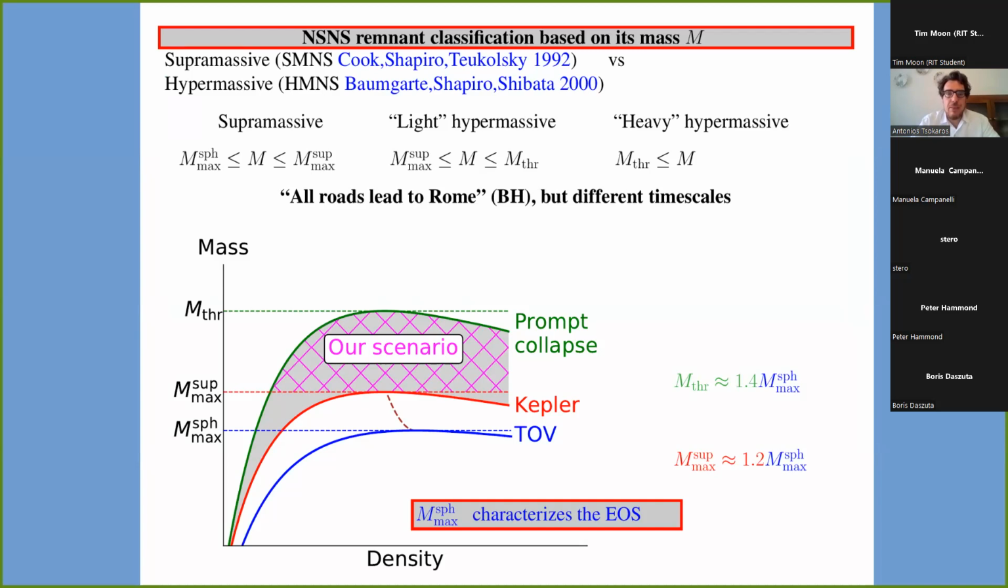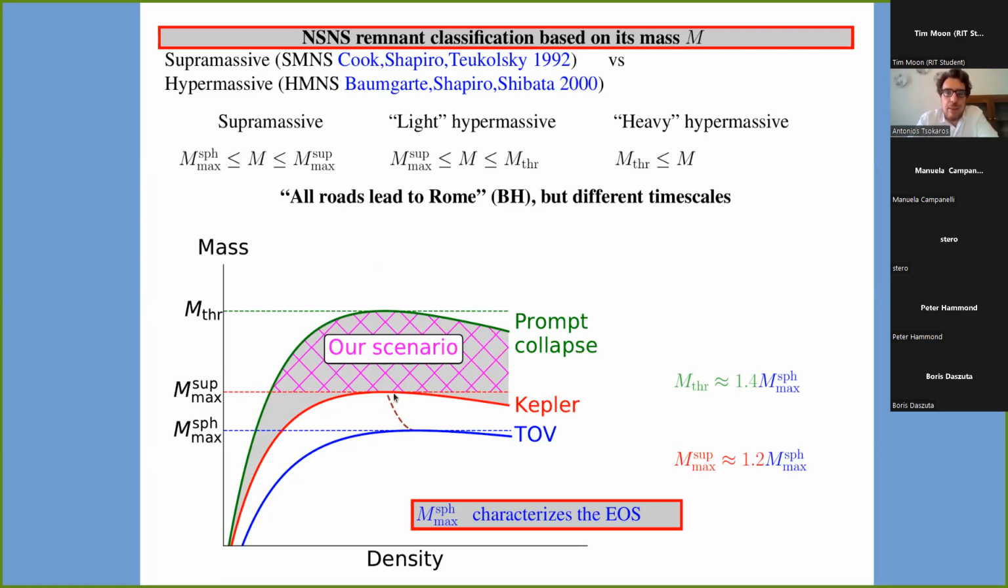Supermassive is a star that lies between the blue line here, which is at the maximum spherical limit, and the red horizontal line, which is at the maximum mass shedding limit, which is approximately 1.2 times, 20% above, the maximum spherical limit. That's one scenario. The other scenario is the hypermassive star, which are all the stars above the supermassive limit.